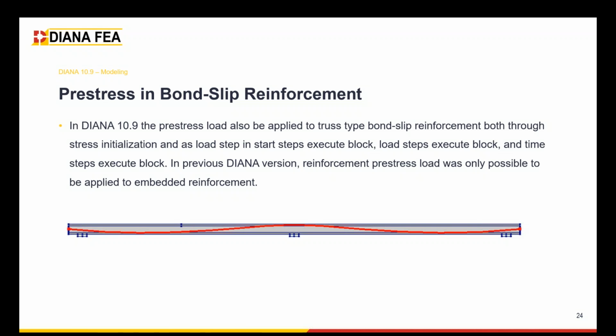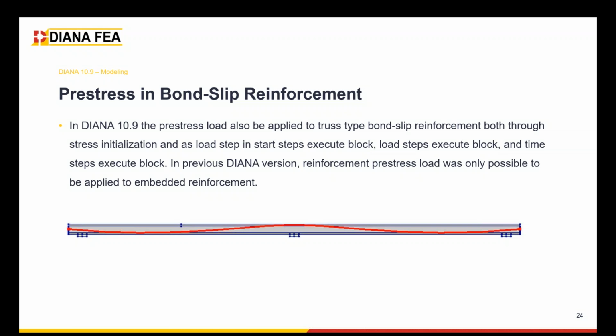Now it is the pre-stress in bond slip reinforcement. Pre-stress in bond slip reinforcement was not at all possible in the previous Diana versions. Now we can make it, and it can also be used in load steps, not only as stress initialization, and it makes post-tensioning with bond slip reinforcement much easier.